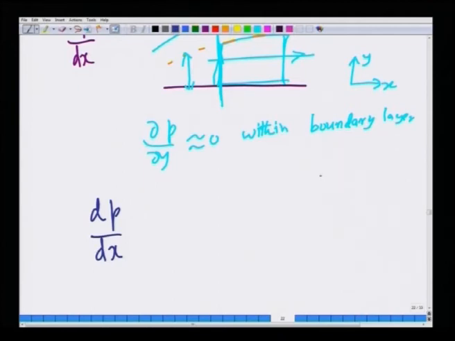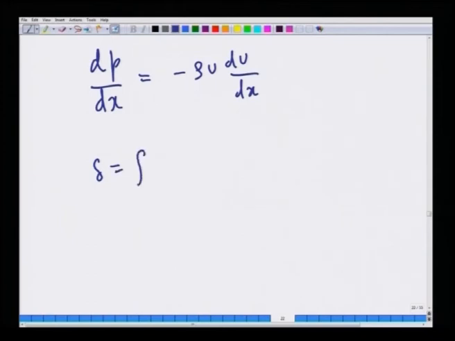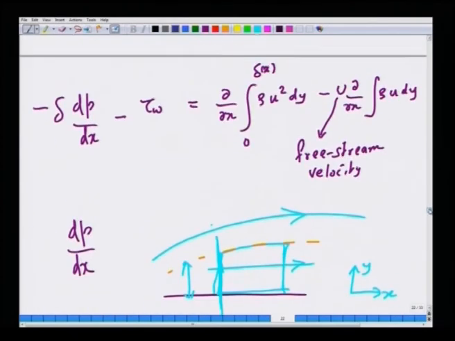The Euler equation says that dP dx is minus rho U dU dx. At steady state, for a one dimensional flow like this outside the boundary layer, the flow is largely one dimensional in the x direction. So, we can use the Euler equation to find dP dx, and also note that delta is integral 0 to delta dy. So, if you just integrate dy from 0 to delta, you get delta. So, you get tau w, we are eliminating the previous expression for tau w because that is the quantity of interest. We want to know what is the wall shear stress.